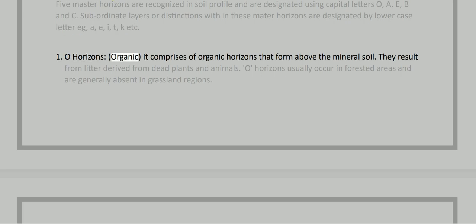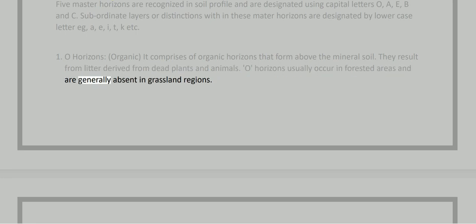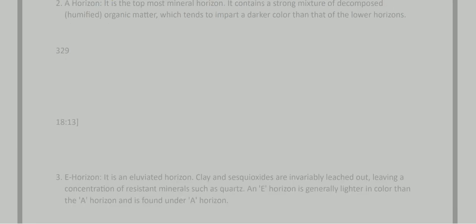1. O horizon, organic. It comprises organic horizons that form above the mineral soil. They result from litter derived from dead plants and animals. O horizons usually occur in forested areas and are generally absent in grassland regions. 2. A horizon. It is the topmost mineral horizon. It contains a strong mixture of decomposed, humified organic matter, which tends to impart a darker color than that of the lower horizons.